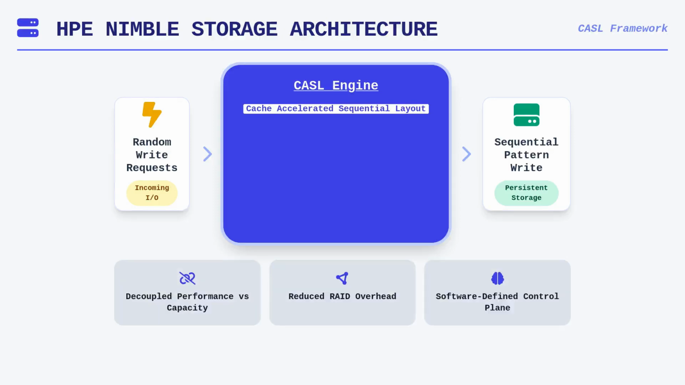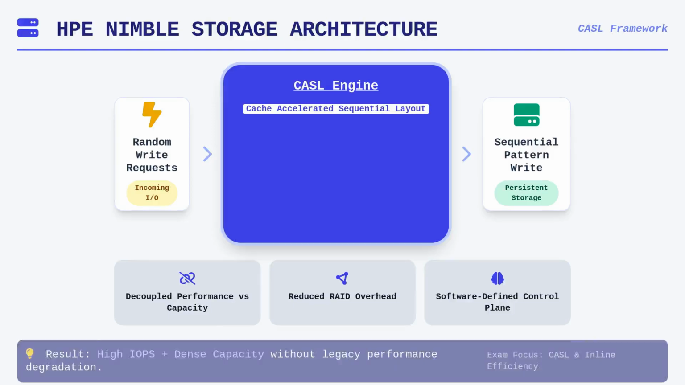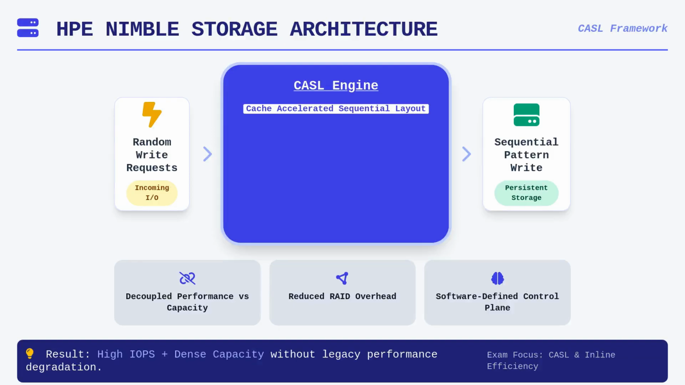This architectural decision is what allows Nimble arrays to provide high IOPS alongside dense storage capacity without the typical performance degradation found in legacy spinning disk arrays.